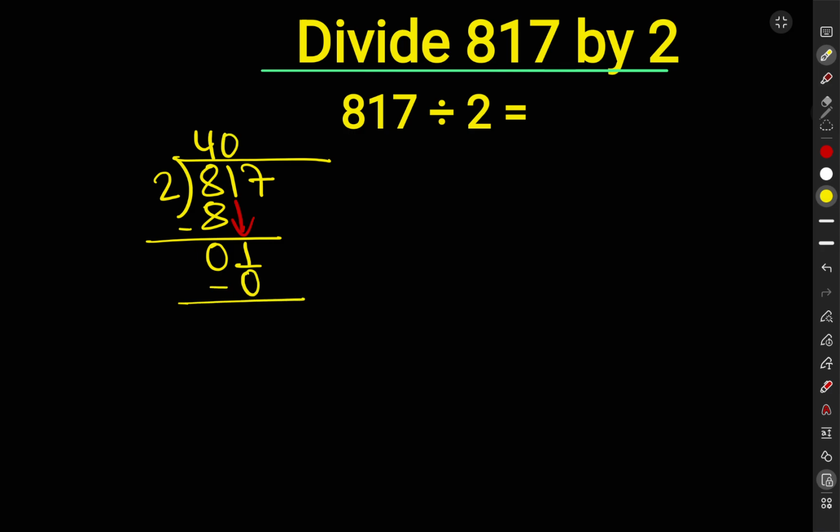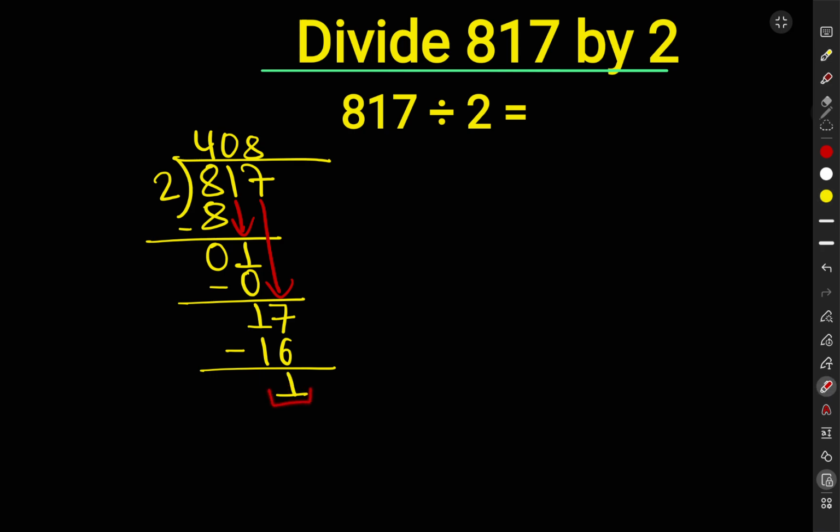On subtracting we get 1. So again we put down this 7 and it is 17. So 2 times 8 is 16. On subtracting we get 1.